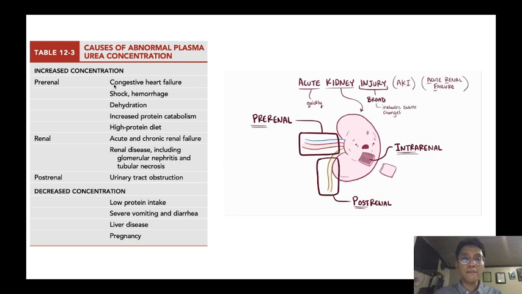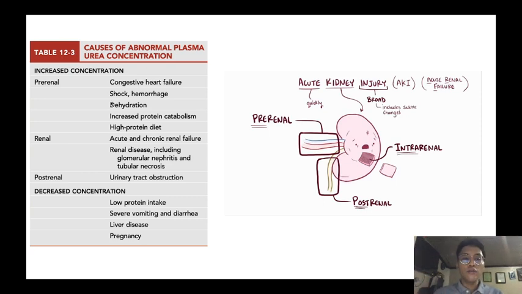So, for example, congestive heart failure. So, ang meaning ng congestive heart failure, the heart cannot pump the blood to the kidneys. So, mag-congest lang siya sa heart, lang siya magstay. So, it cannot pump the blood to the kidneys. So, kapag no blood will be perfused to the kidneys, hindi din ma-filter ang blood. So, yung urea, magstay siya sa circulation.